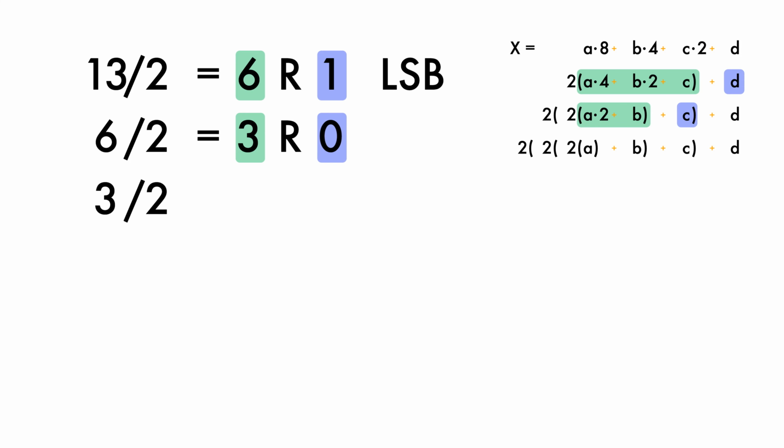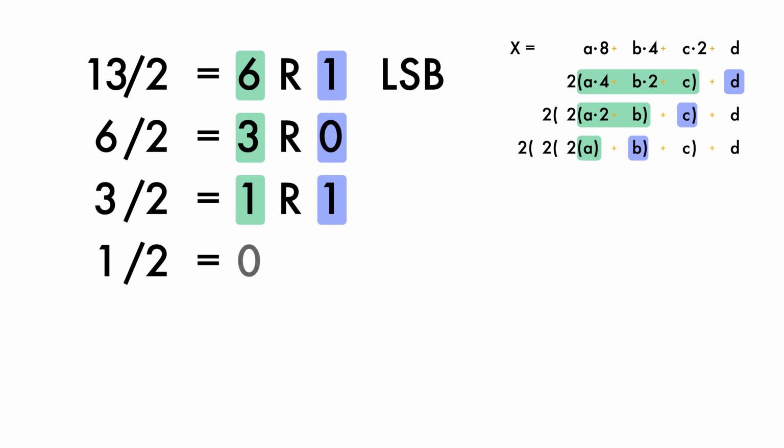We repeat the same step to also get our b. And then for a, it gets a little bit interesting again, because we just have a 1 left, and 1 divided by 2 with integer division is 0 with a remainder of 1. So 0 indicates that we're done, and the 1 is our a.